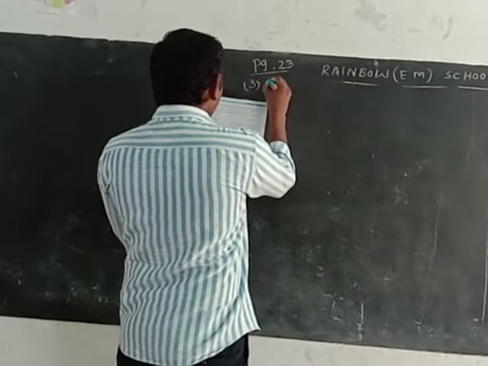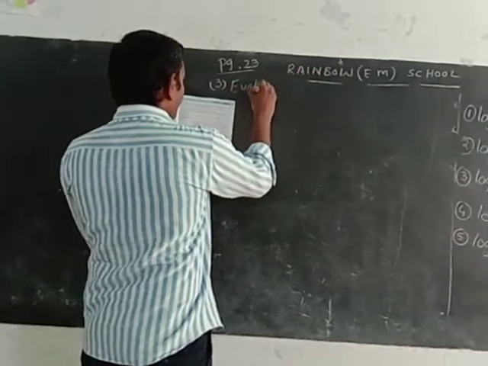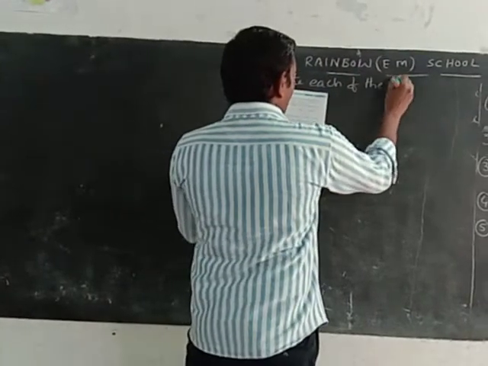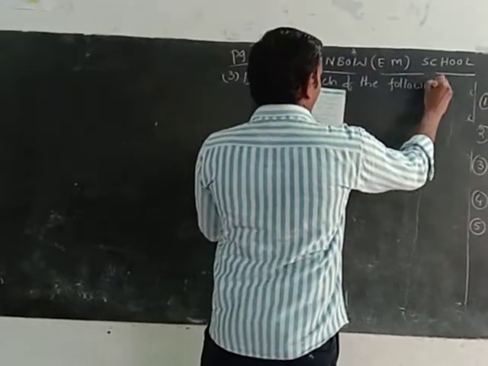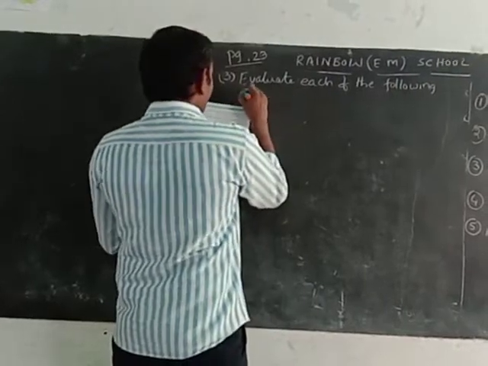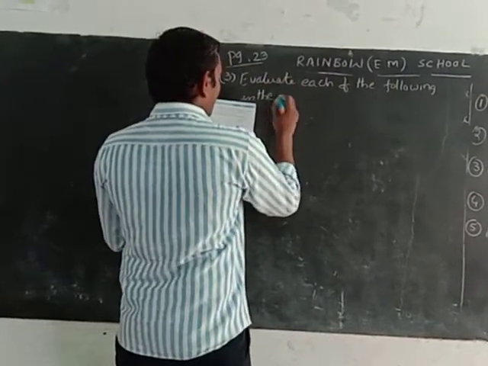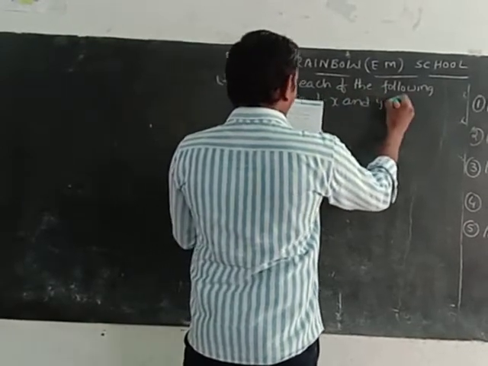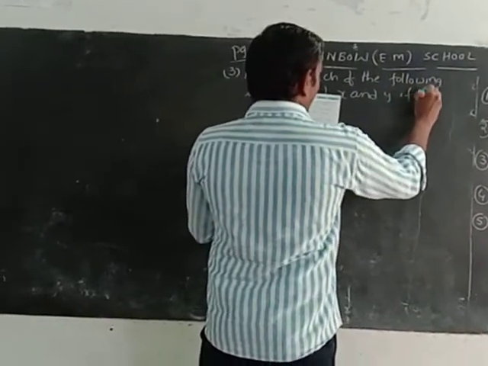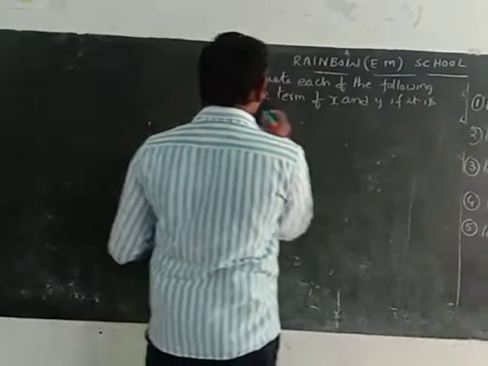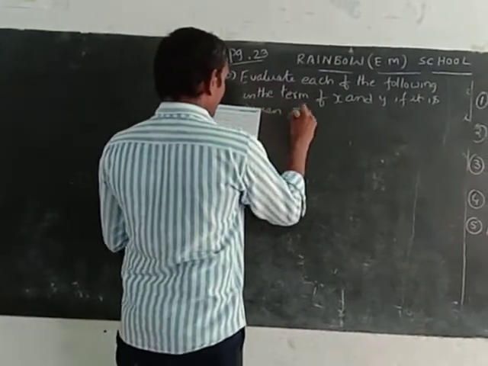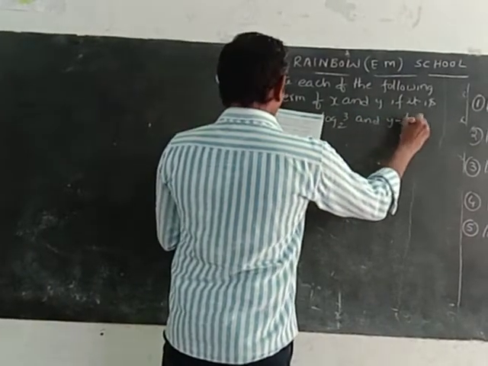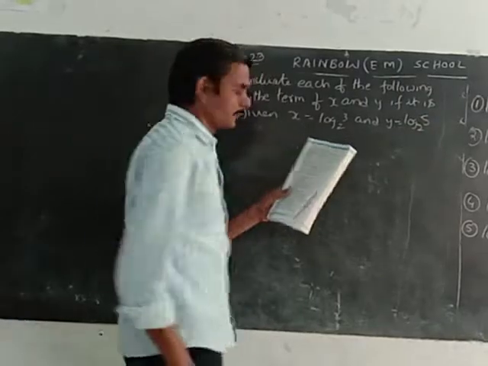Evaluate each of the following in terms of x and y, if it is given x equal to log 3 base 2 and y equal to log 5 base 2. This is the question given to you.